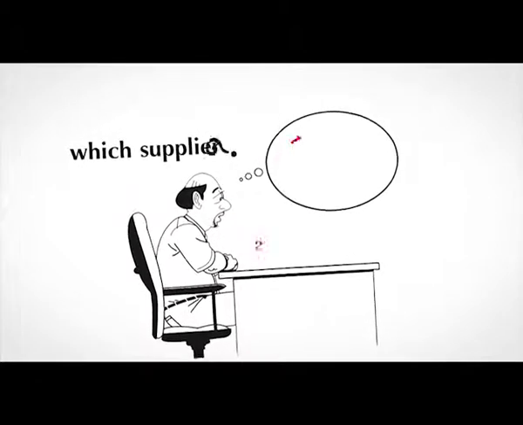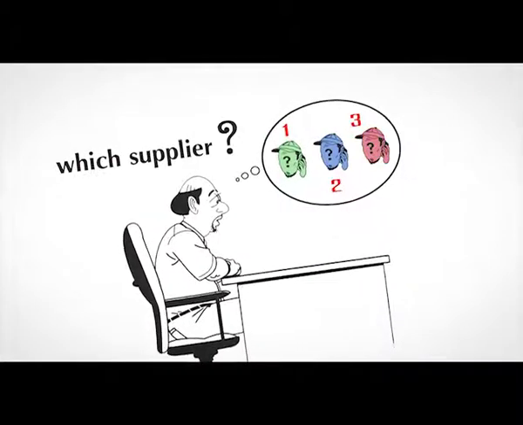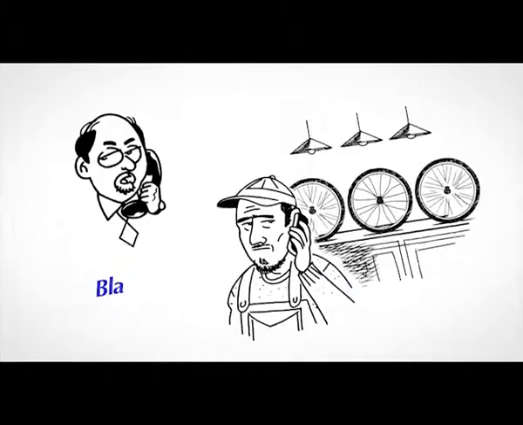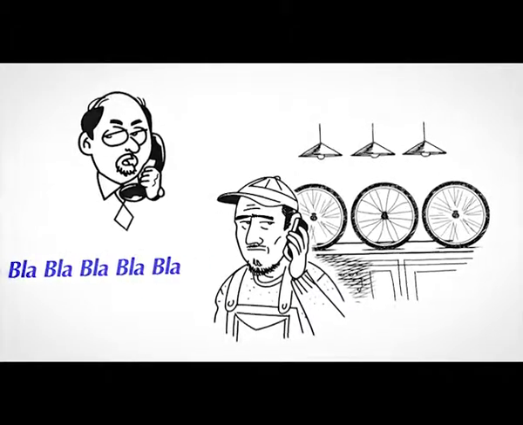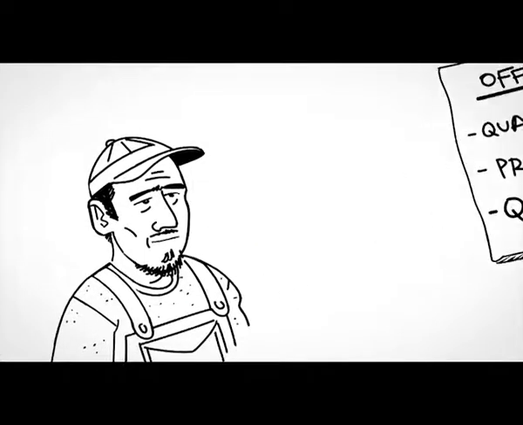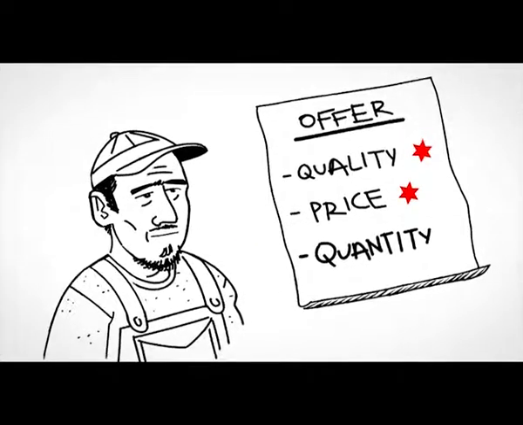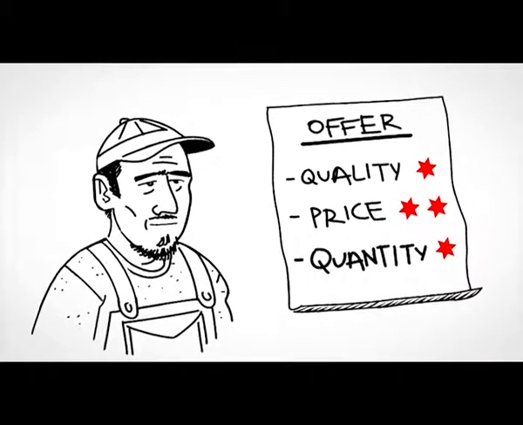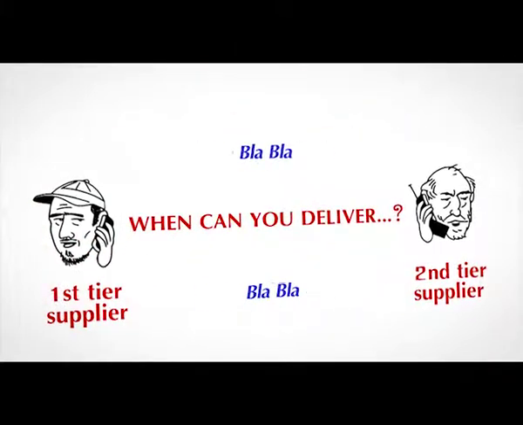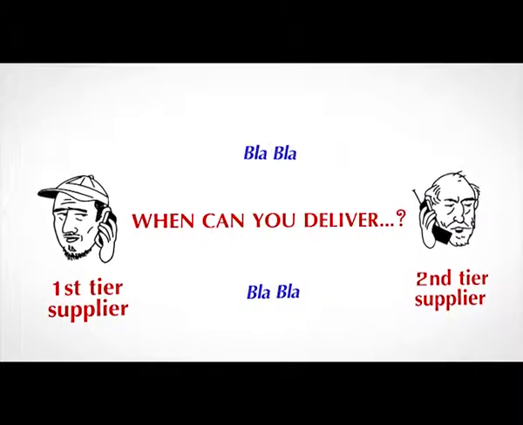Then, Mr. Lopez has to choose the right suppliers for each part and plan the production of the bicycle. He picks up his phone and starts contacting suppliers for the different parts of the bicycle. A specific offer sheet is sent to every first-tier supplier to fill in. And in order to respond, each first-tier supplier needs also to contact his own suppliers.